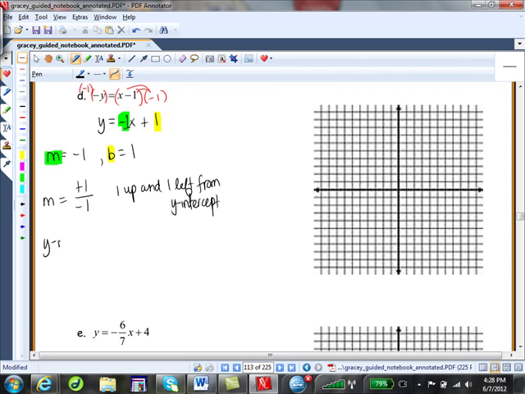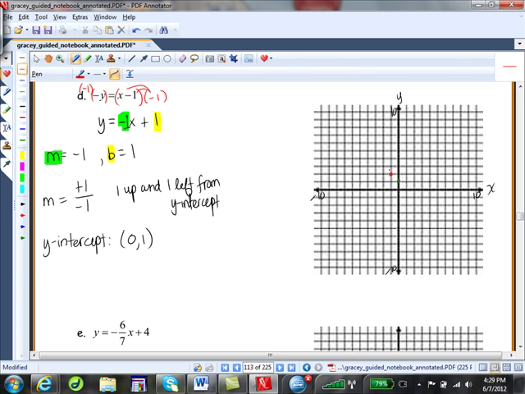And then the y-intercept is the ordered pair 0, 1. So we've got x and y. Put our scale in. And our intercept is 0, 1. And then our slope, we decided to go up 1, but then we have to go left 1.